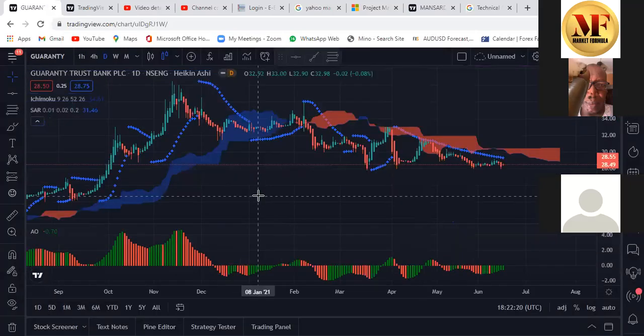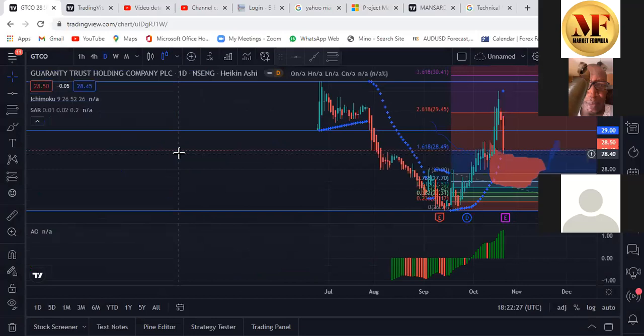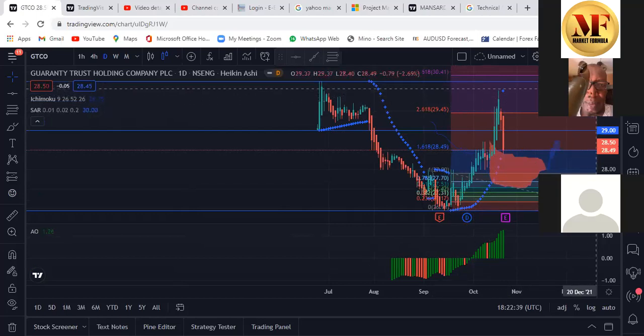Look at the GT. See this reaction. The reaction was too strong. See where it came from. I've analyzed this. We've been looking at these things from here. Look at how it reacted to it. Almost got to this 30 naira 25 kobo. But see the reaction. This is the level that sent it back. So if you want to buy GT at the current price, 28 naira 49 kobo is good.